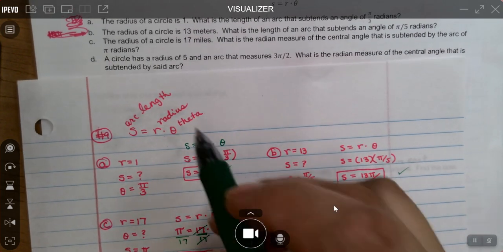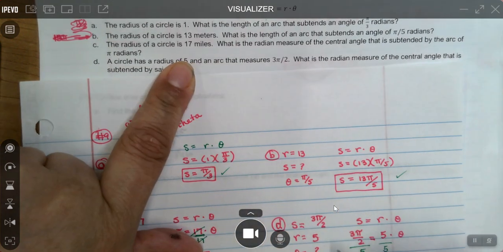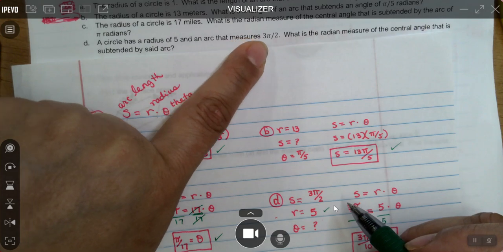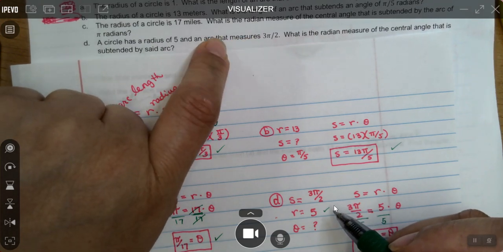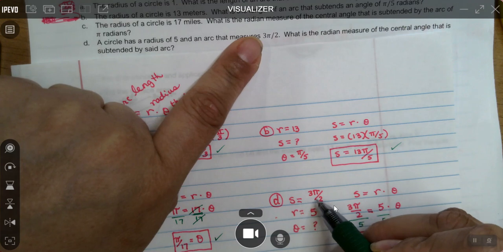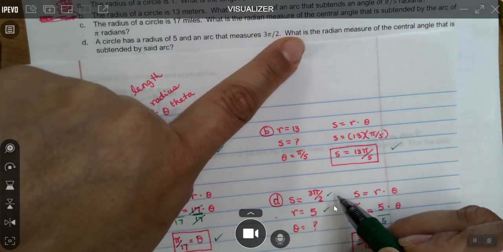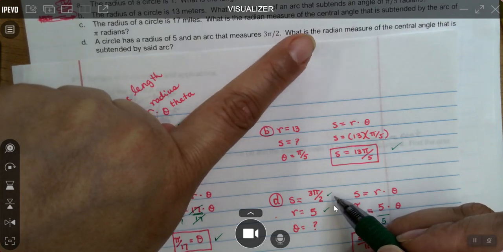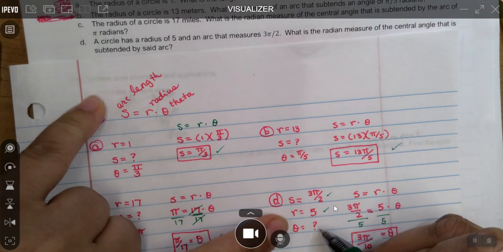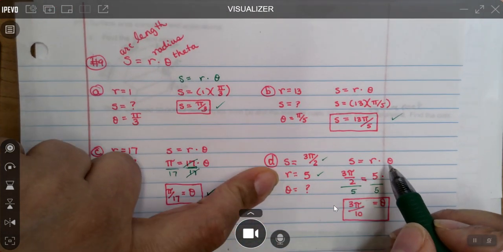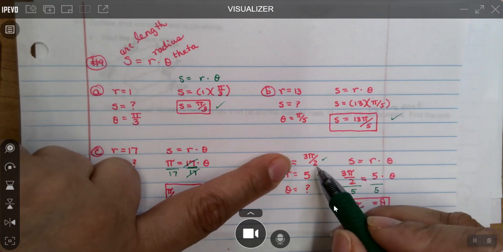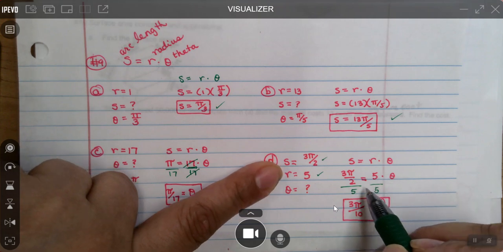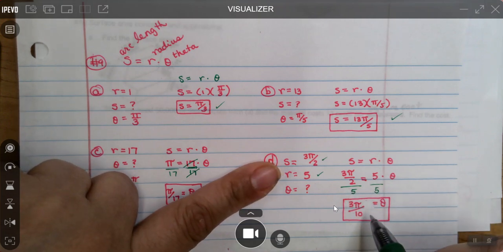Okay. Another exercise. The radius is 5. Arc measures 3 pi over 2. Arc is the arc length, so S equals 3 pi over 2. What is the radian measure of the central angle? So what is theta? Okay. So I write the equation. I substitute the information in the correct place. S is 3 pi over 2 equals 5 times theta. Divide both sides by 5. And you get that theta is 3 pi over 10.